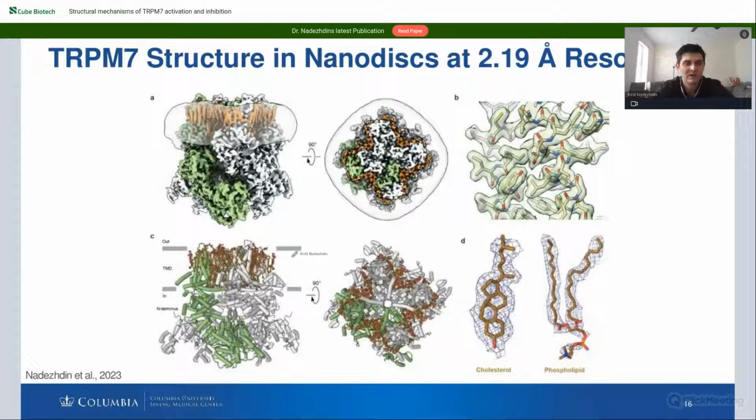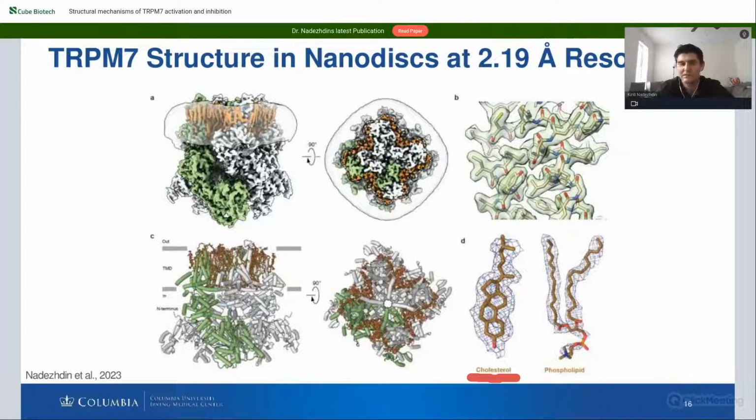This is the beautiful structure of TRPM7 at very good resolution, 2.19 angstrom, way better than in detergent. And as you can see, the quality is good. This is the micelle. We see a lot of lipids that are bound to our channel. And on top of that, we see some interesting stuff. We also see specific lipids like cholesterol bound to our protein.